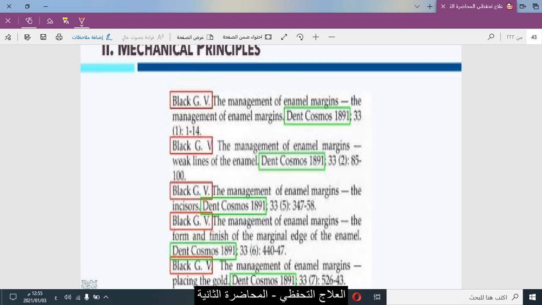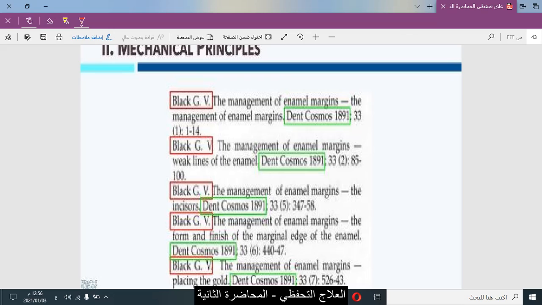The second thing is that amalgam is weak in tensile and shear, and it is strong in compressive force. When we increase the thickness of amalgam, we have increased the compressive strength, so ultimately the shear and tensile resistance will improve. So we have to extend under the amelodentinal junction by 0.2 millimeter to prevent fracture of the amalgam.